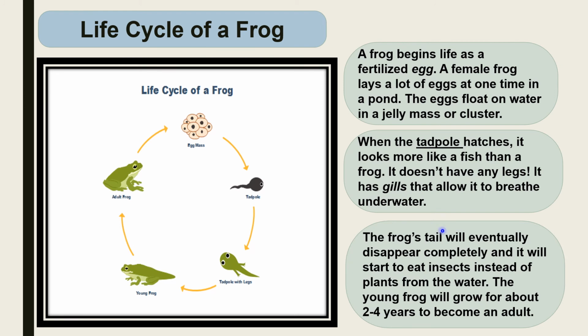So the tadpole's tail will eventually disappear completely and it will start to eat insects instead of plants from the water. The young frog will grow for about 2 to 4 years to become an adult. So this is in the picture. This is the life cycle of the frog, wherein this is the egg mass. They will become tadpole, and then tadpole with legs, a young frog or a froglet. Some people call it a metamorphosing froglet. And then sooner or later it will become an adult. The tail will drop off. Okay.